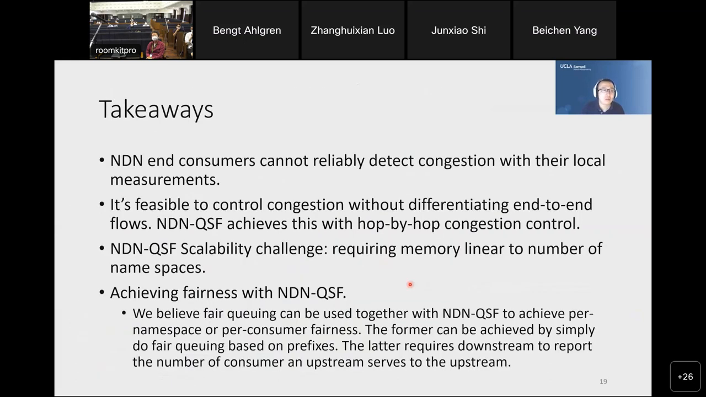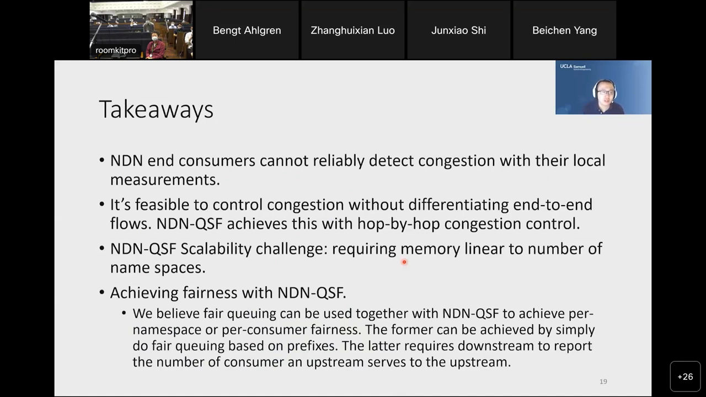Lastly, I'll talk about a few takeaways of this work. We find that NDN consumers cannot reliably detect congestion using their local measurements. To address this issue, we made a new design with the target of not differentiating end-to-end flows and adapting existing end-to-end solutions. And we achieve this goal with hop-by-hop congestion control.